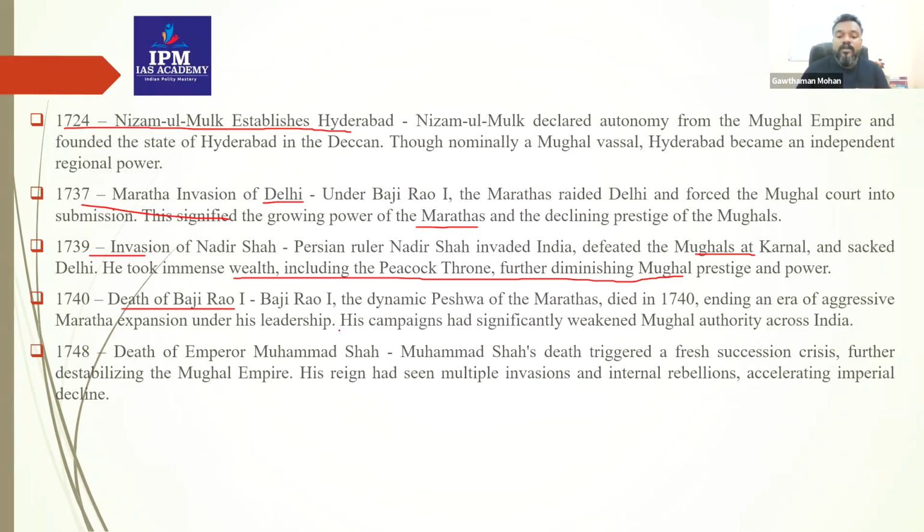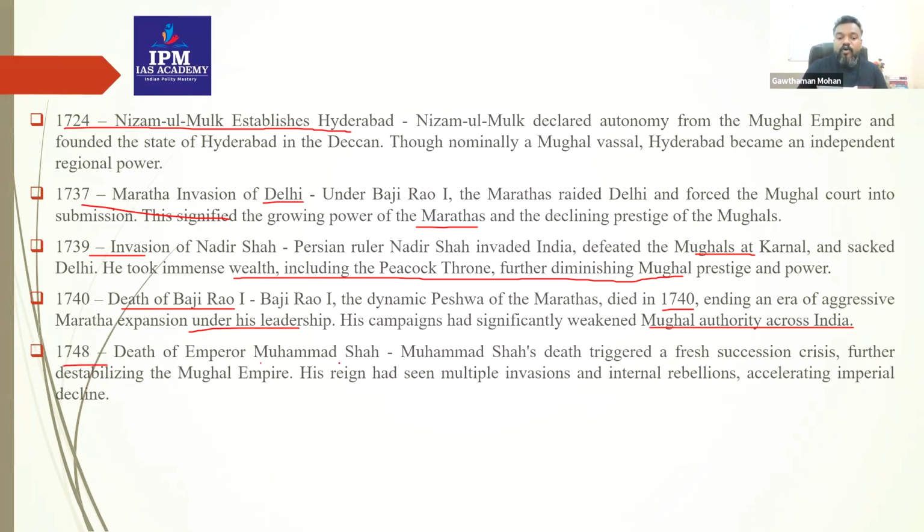Bajirao I was a dynamic ruler of the Marathas, and he died in the year 1740, ending an era of aggressive Maratha expansion under his leadership. His campaigns had significantly weakened Mughal authority across India. We have seen that, because the Mughals were first defeated by Bajirao I. So when he died, it actually became a problem time for the Marathas.